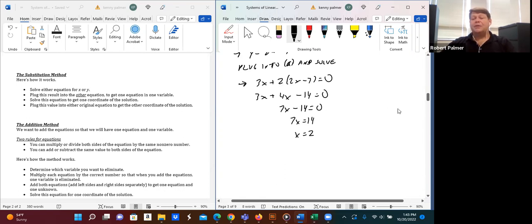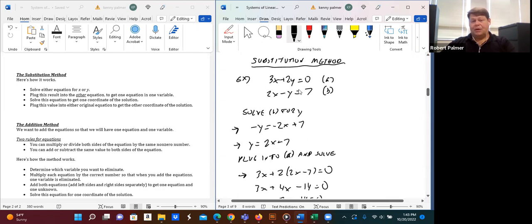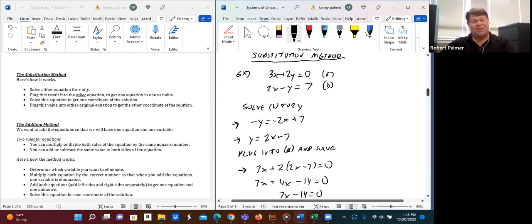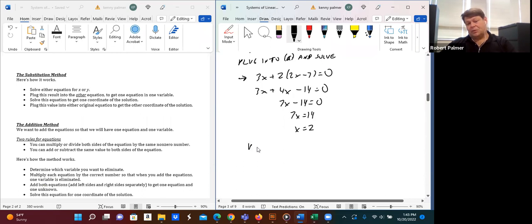Now, once we have this, we can plug this back into either equation. It doesn't matter because it's a solution to both. So I'll pick the second one. This looks like it might be the easiest. So let's plug this into equation B and solve.